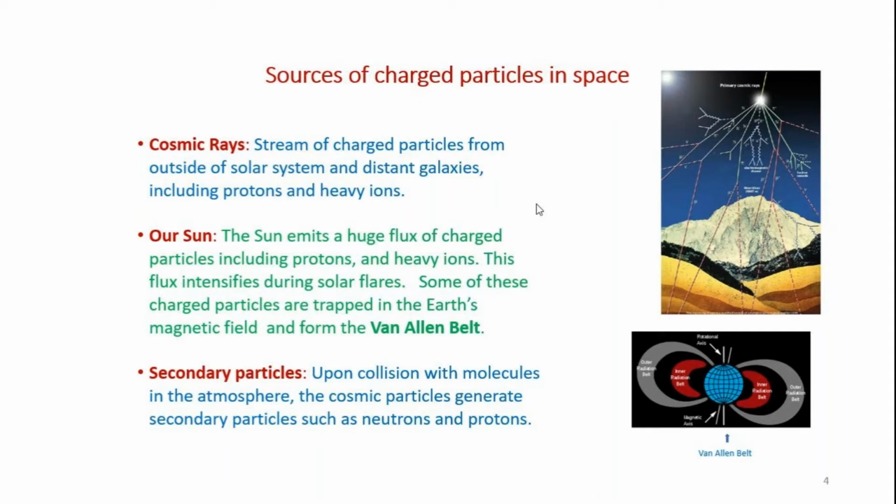The second source is our sun, which emits a huge flux of charged particles, especially during solar flares. Some of the charged particles are trapped in the Earth's magnetic field, and they create the Van Allen belts. When a satellite is traveling through these, it will encounter these charged particles. And the last source would be the secondary particles that are generated when a proton, for example, hits our atmosphere, and it generates cascades of particles like pions, neutrinos, muons, and so on.